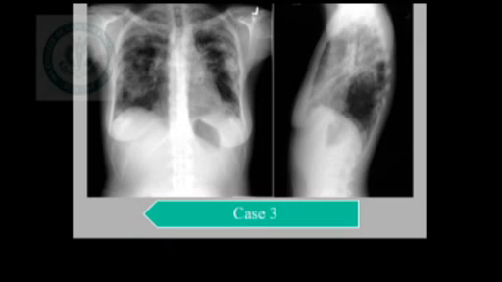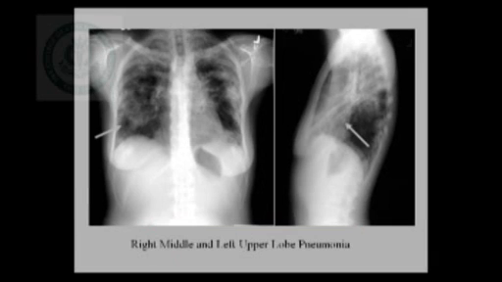This particular X-ray shows certain opacities in the right mid zone as well as in the left upper zone. In addition to that, you see prominent hilar shadows on the right side also. In a lateral view, again confirm that the pathologies are there in the right middle and left upper lobe. These patchy alveolar opacities indicate pneumonic change. This is pneumonia in both upper lobes.